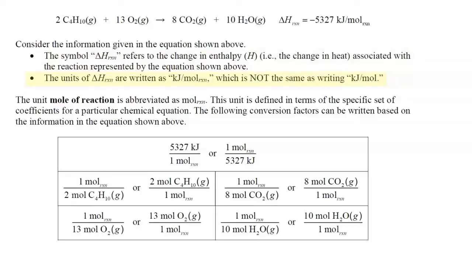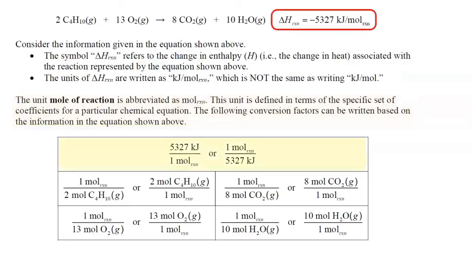Now it's very important that you understand that kilojoules per mole of reaction is not the same as writing kilojoules per mole. The unit, mole of reaction, is abbreviated mol subscript RXN, and this unit is defined in terms of the specific set of coefficients for a particular chemical equation. The following conversion factors can be written based on the information in the equation shown above.